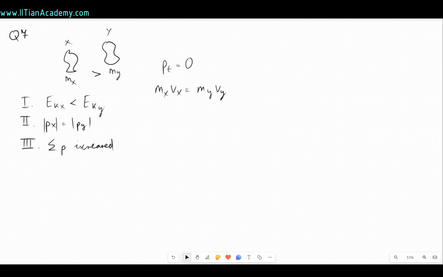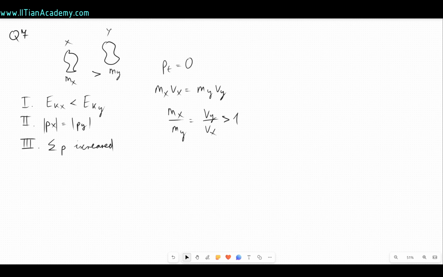So what we can do here is rearrange a little bit. We have mx over my is equal to vy over vx. And what we know here is that mx over my will have to be larger than 1, as mx is larger than my, which means that this is larger than 1.